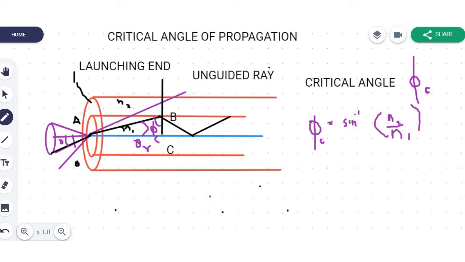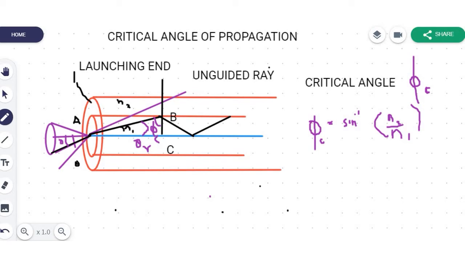A ray incident with an angle greater than phi C will be confined to the fiber and propagate in the fiber. A ray incident at the core cladding interface at a critical angle or at an angle greater than the critical angle will be propagated through, or guided through, the fiber.